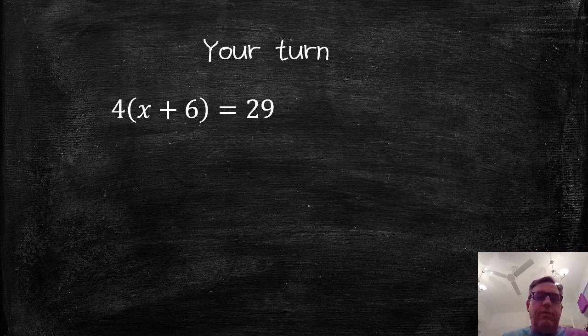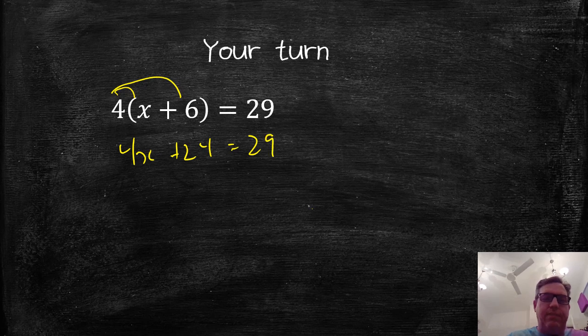Okay, so who wanted to divide by 4 first? So if I divide by 4 first, 29 divided by 4, that's not a whole number, so I don't want to do that. I'm going to expand my bracket. 4x plus 24 equals 29. I'm going to take away 24. So 4x equals 5. I'm going to divide by 4.